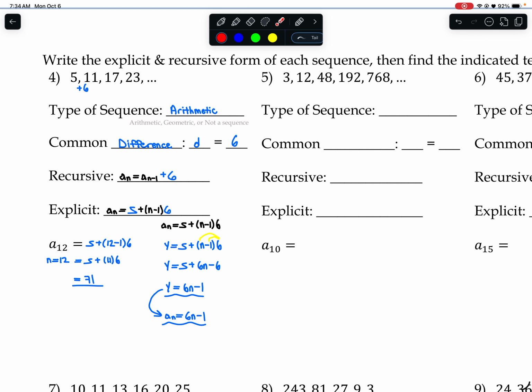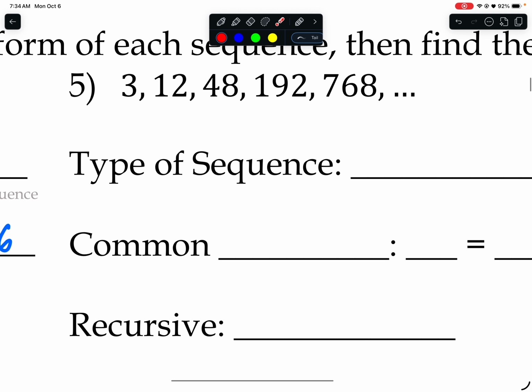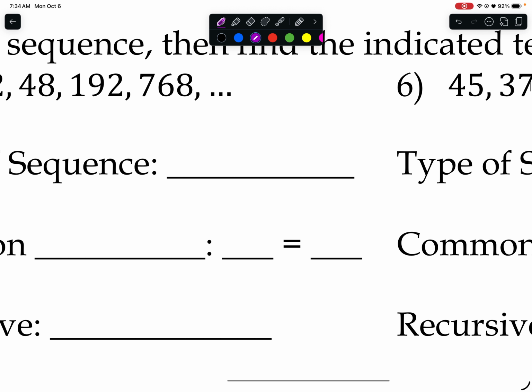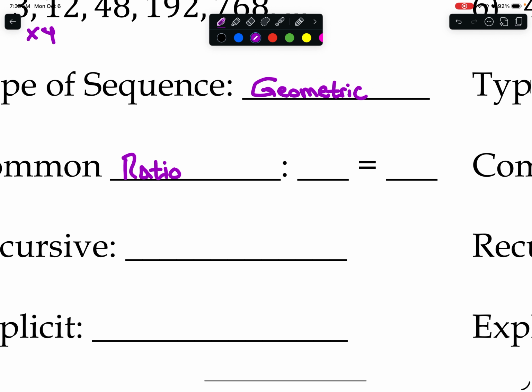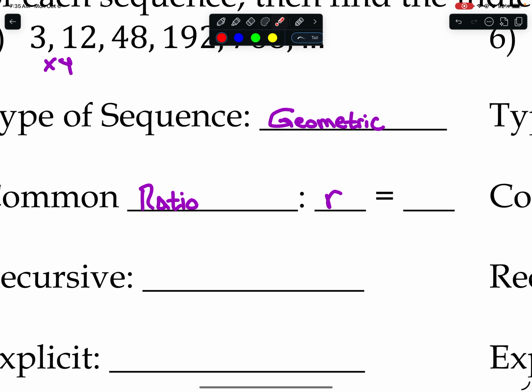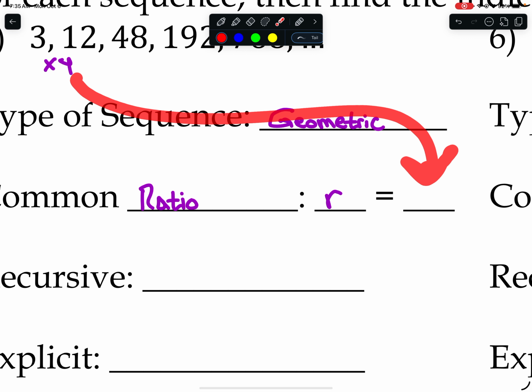Looking at the next one, number 5 here, we've got 3 to 12 to 48 to 192 to 768. So my constant change here is going to be times 4. Now, because we're multiplying in this case, this is going to be a geometric sequence. A geometric sequence is going to have what we call a common ratio, which is going to be denoted with the lowercase letter r. And then that common ratio is going to be your change, which is what we're going to write right here.